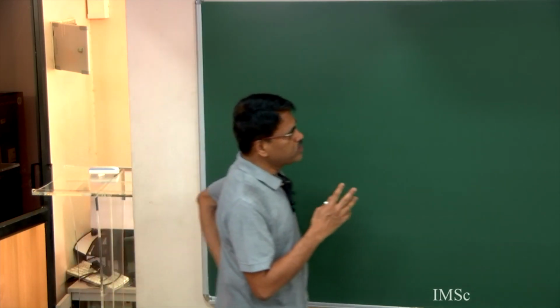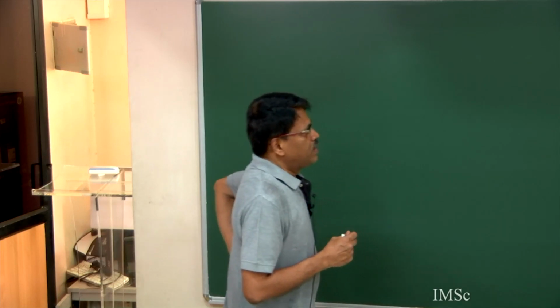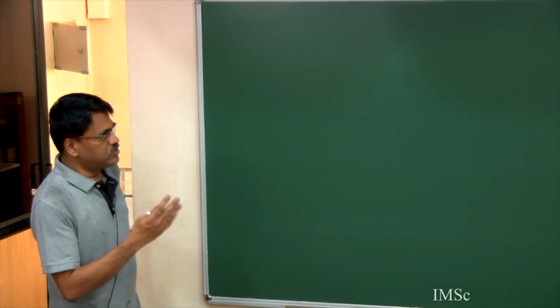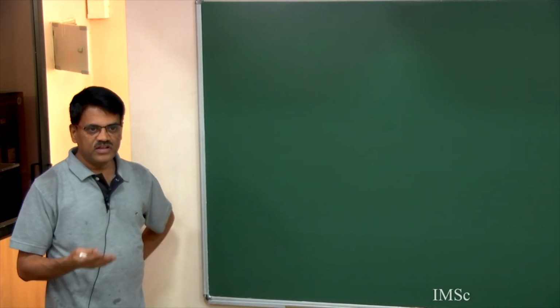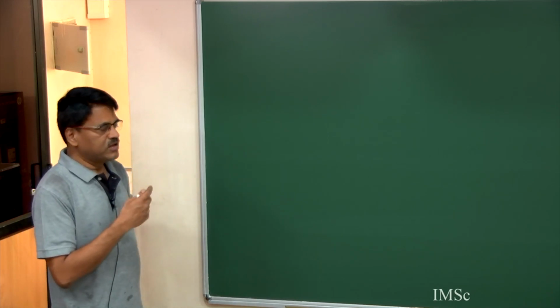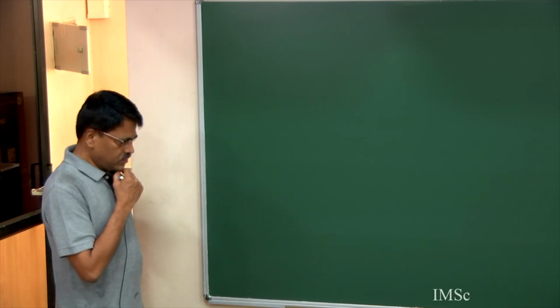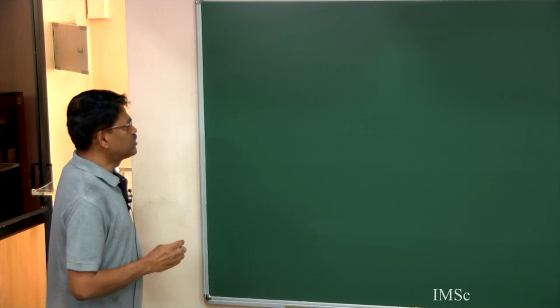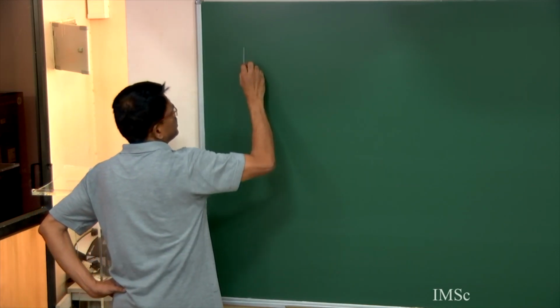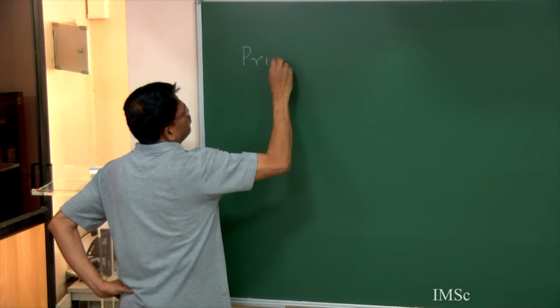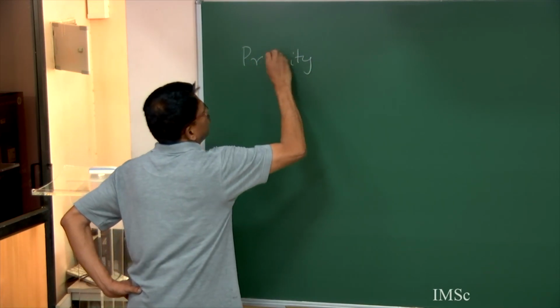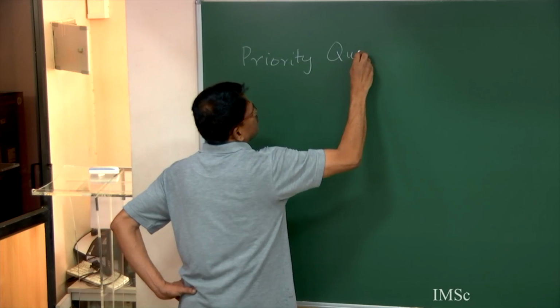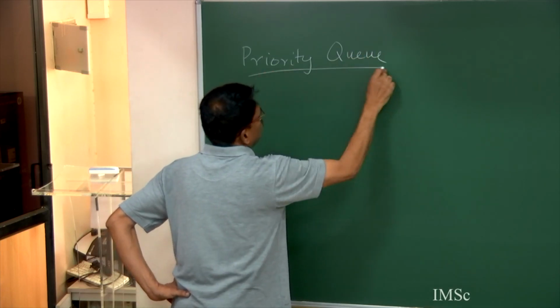Okay. So now we are going to look at some standard versions of data structures you have seen, where we will design them keeping in mind the amortized complexity. The data structure which we are going to design is for priority queue operations.